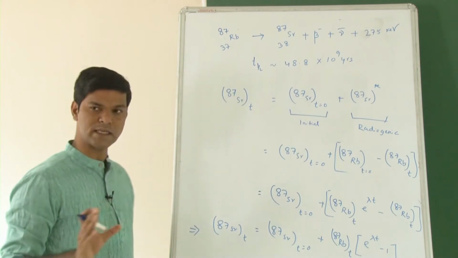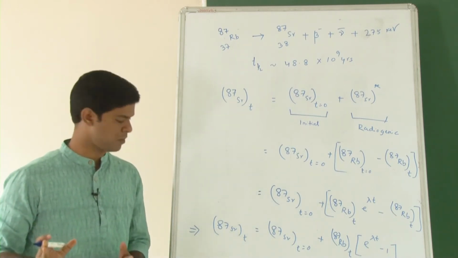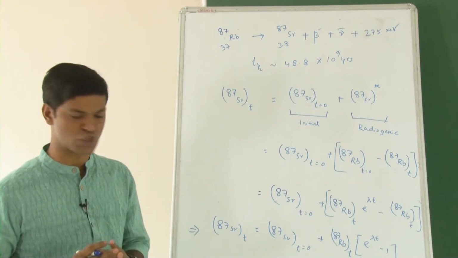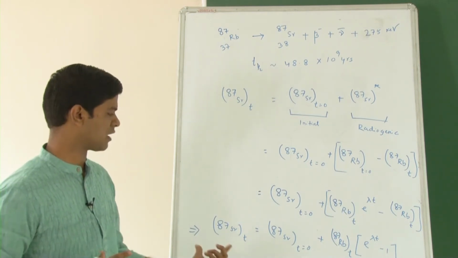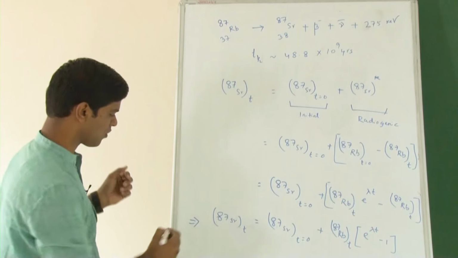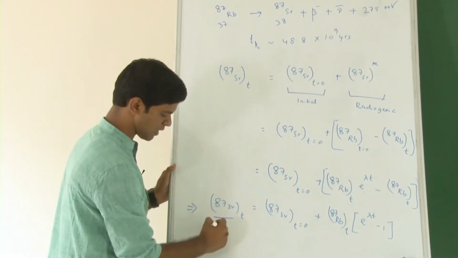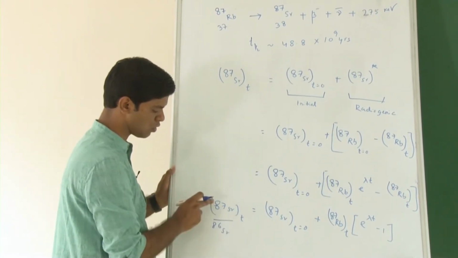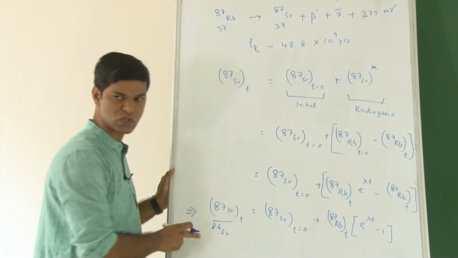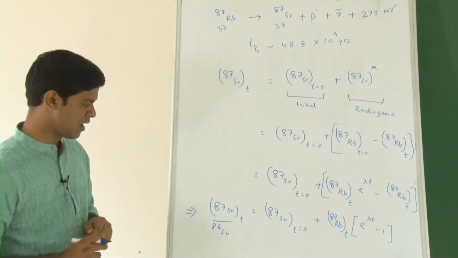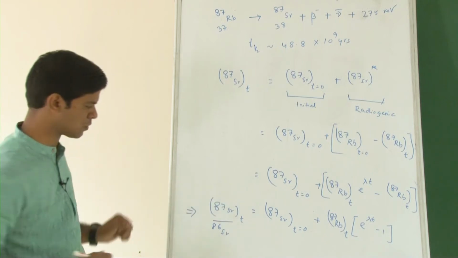Now, we know 86 strontium is a stable isotope, and that is not going to change significantly over a period of time. So, if I now divide that by 86 strontium, because I know that 87 strontium and 86 strontium give the isotopic ratio, and we are interested in finding these isotopic ratios.